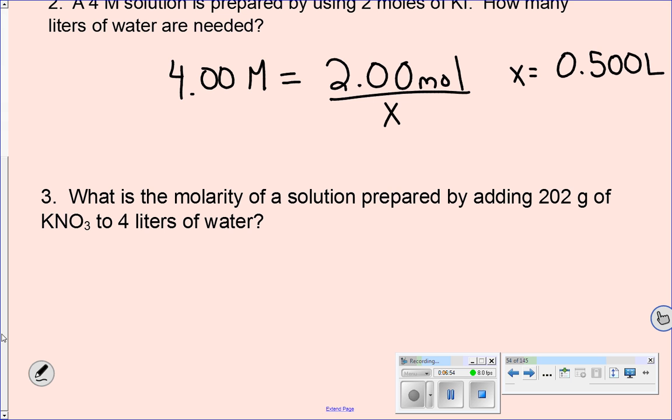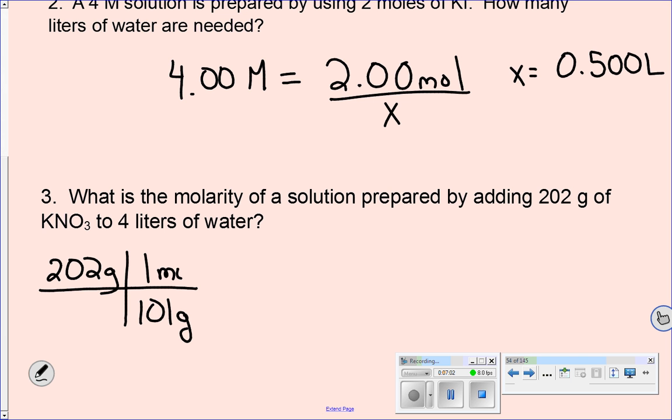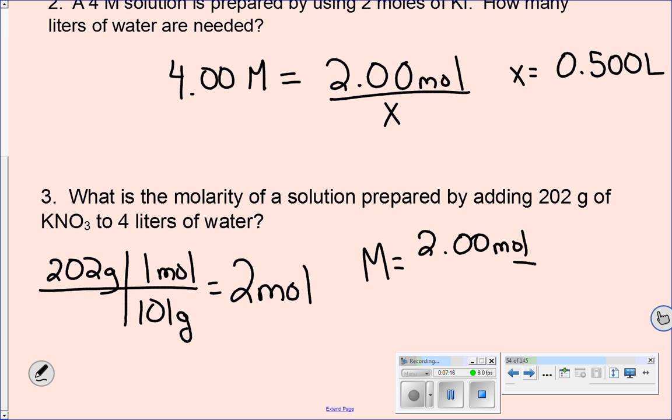And last but not least, our KNO3 solution, 202 grams of KNO3, and we have a GFM of 101 grams per mole, so this is actually 2 moles. And we are going to put those 2 moles, actually 2.00 moles I should say, into 4 liters of water to give us a 0.5 molar solution.